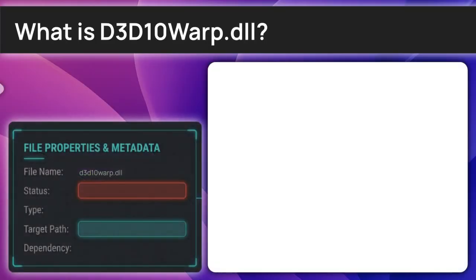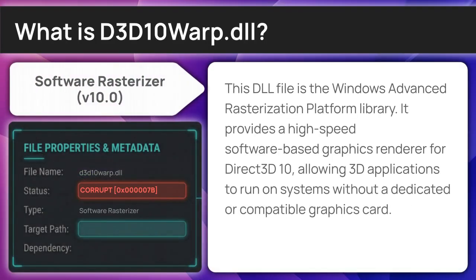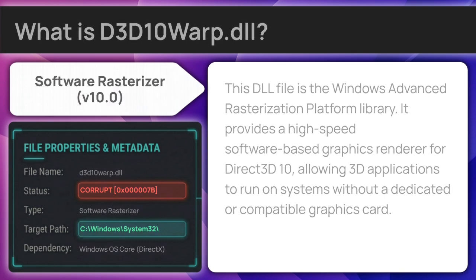This DLL file is the Windows Advanced Rasterization Platform library. It provides a high-speed software-based graphics renderer for Direct3d10, allowing 3D applications to run on systems without a dedicated or compatible graphics card. With that context in mind, our first logical step is a clean reinstallation.